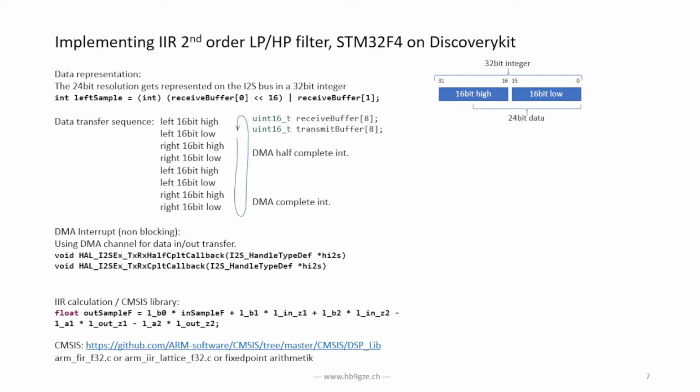Also filters, ARM FIR filter for floating point, you have IIR filters for floating point, you can have fixed point arithmetic filters, and so on. Also fast Fourier transformation, you find modules there. They also have a precompiled library that you can just link together in your development tool, and then just call the functions that you need.